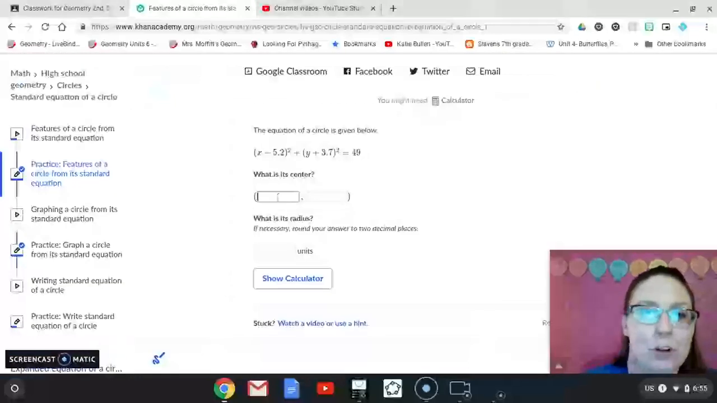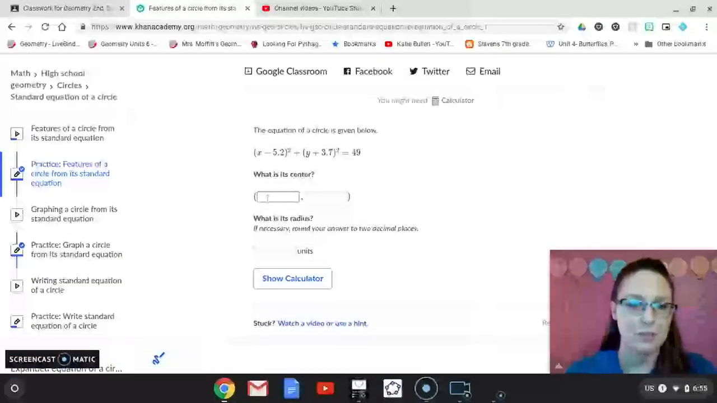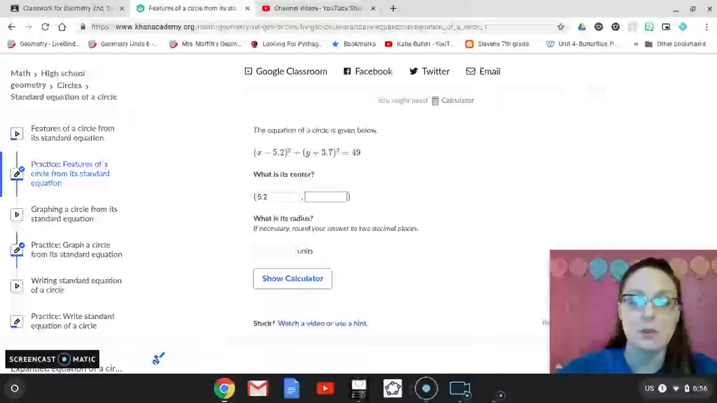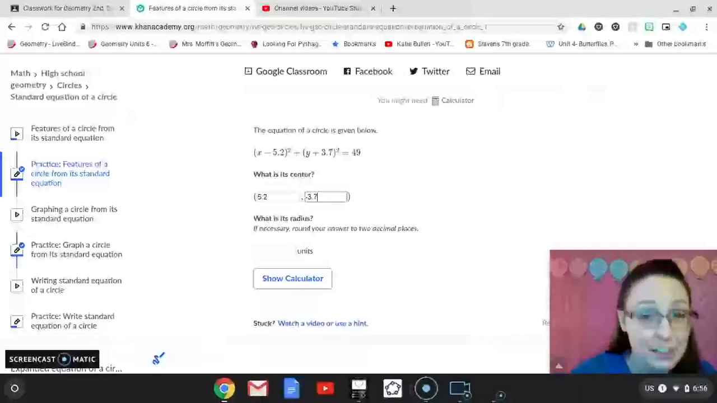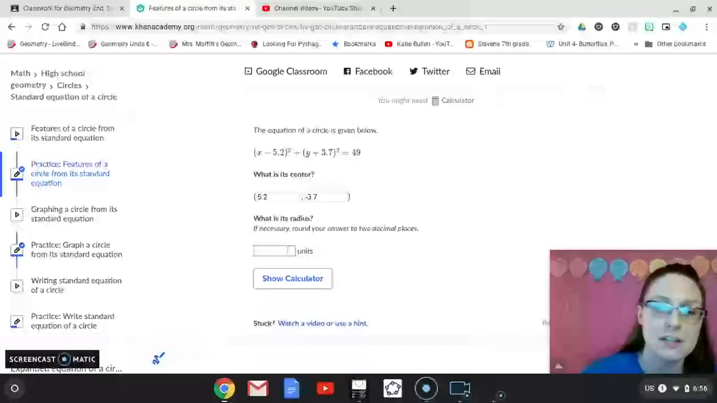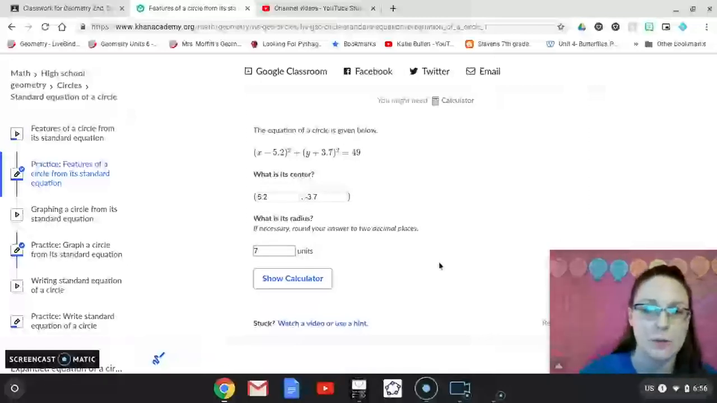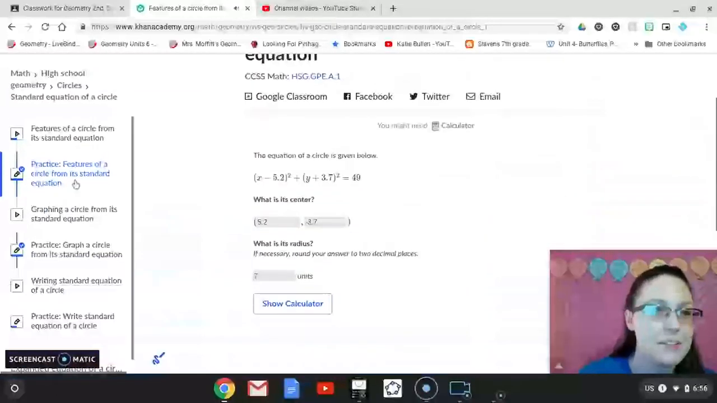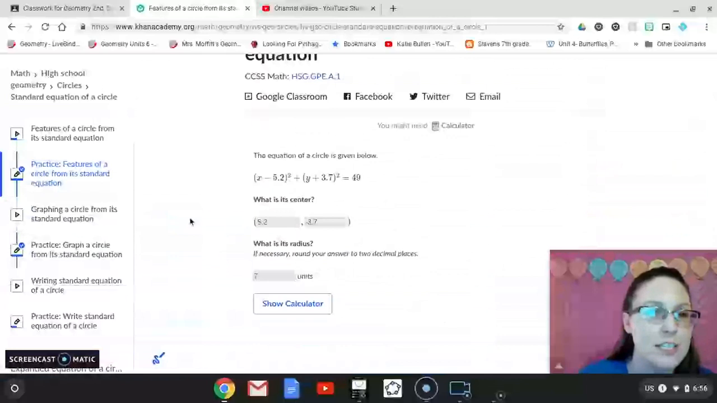Okay, we'll do one more and then we'll look at something different. So if we have x minus 5.2, that tells me that our h value is positive 5.2. If we have y plus 3.7, that tells me that k is negative 3.7, because these signs are always opposite from the actual point. And then what's the radius? Well, that would be the square root of this number. The square root of 49 is exactly 7, so we don't have to worry about rounding it to decimal places. Okay, so then you'd answer your 4 questions like this.